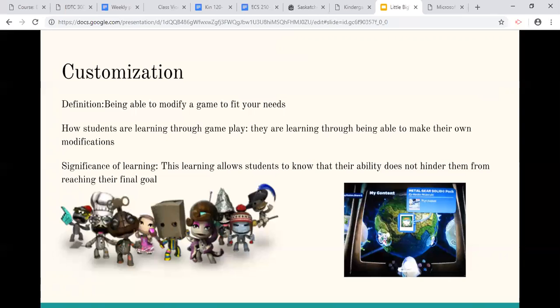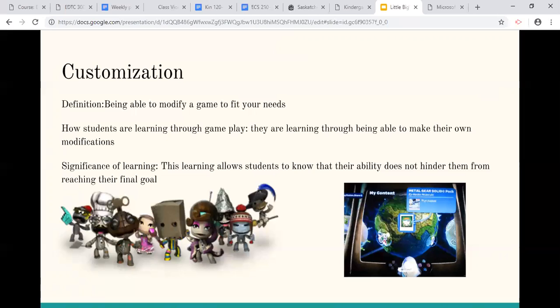Customization is the next one I'm going to talk about. Definition is being able to modify the game to fit your needs. So students are learning through being able to make their own modifications. You can change the world, you can make your own level, you can change what you look like, you can change the difficulty of the game. There's almost no aspect of this game that you can't change.